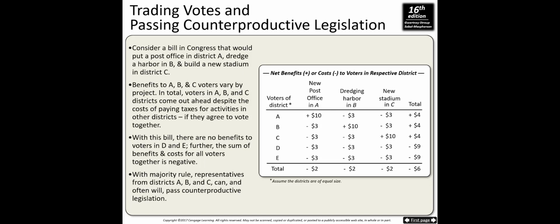But with this bill, there are no benefits to voters in D and E. Further, the sum of the benefits and costs for all voters together is negative. Look at the total net benefit: it is negative $6. With majority rule, representatives from districts A, B, and C can and often will pass counterproductive legislation.